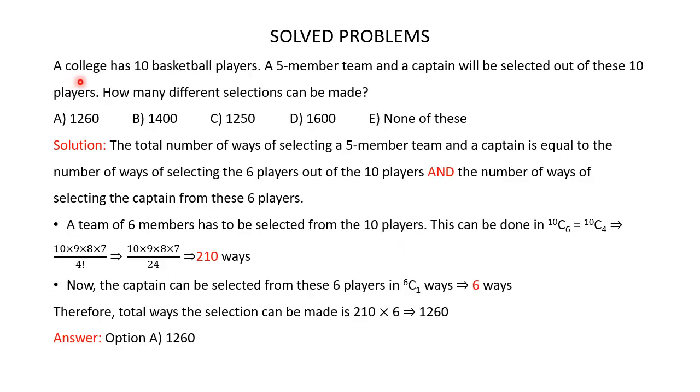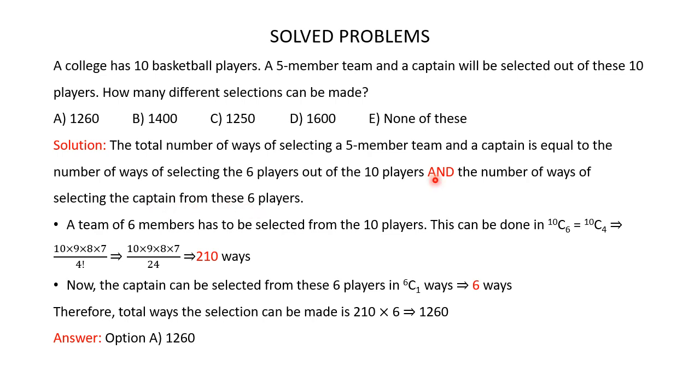A college has 10 basketball players. A 5-member team and a captain will be selected out of these 10 players. How many different selections can be made? You're given 5 options here and you have to find out which of these options is the correct one. Now, the total number of ways of selecting a 5-member team and a captain is equal to the number of ways of selecting the 6 players out of 10 players and the number of ways of selecting the captain from these 6 players.